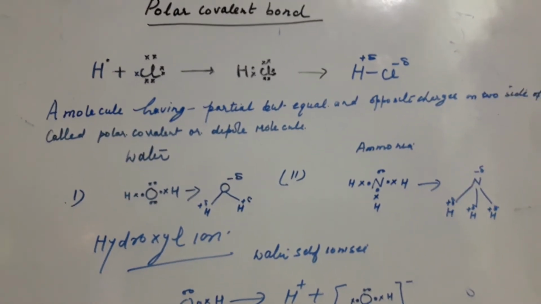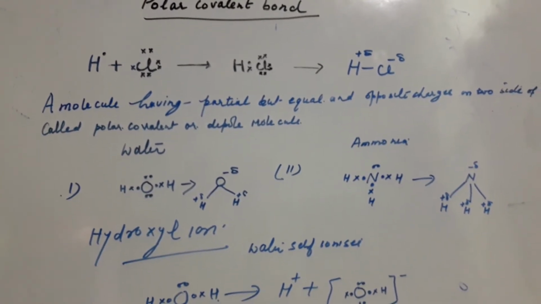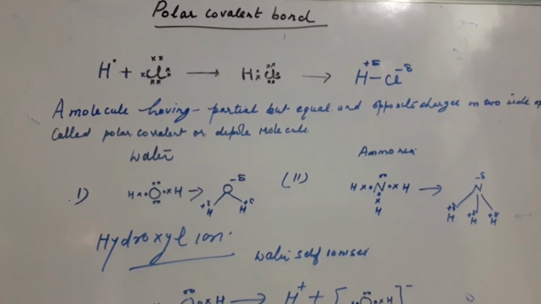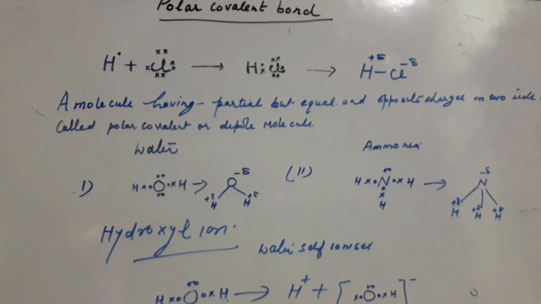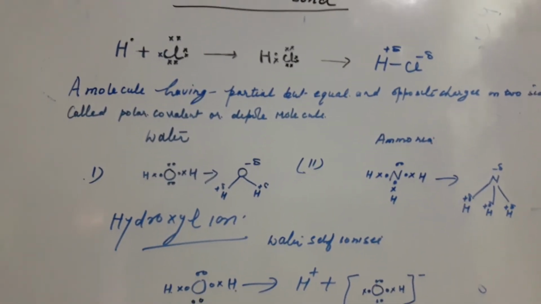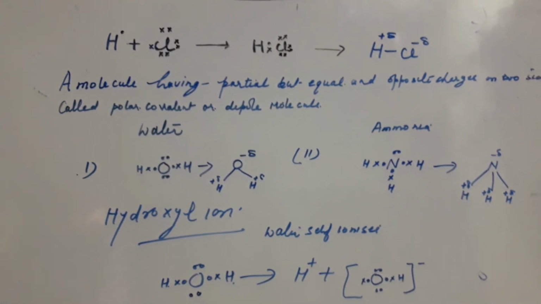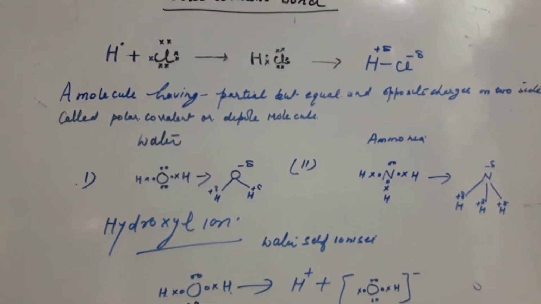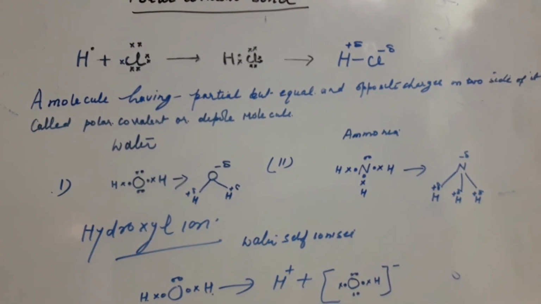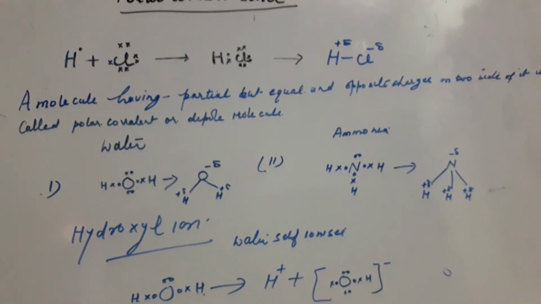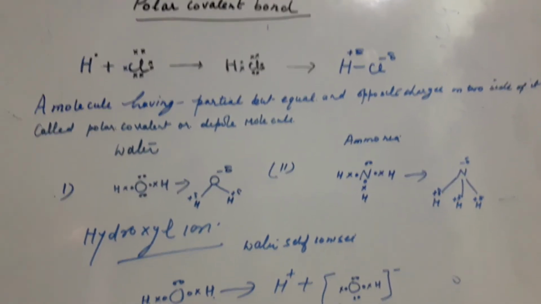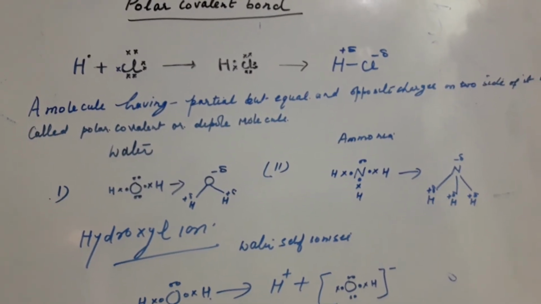Polar covalent compounds have partial ionic character. Why partial ionic character? Because here they don't have free ions, but they have charge separation. When such type of compound dissolves in water, it will form ions, and this process will be known as ionization. What is ionization? Formation of ions is known as ionization. So when a polar covalent compound dissolves in water, it will form ions.